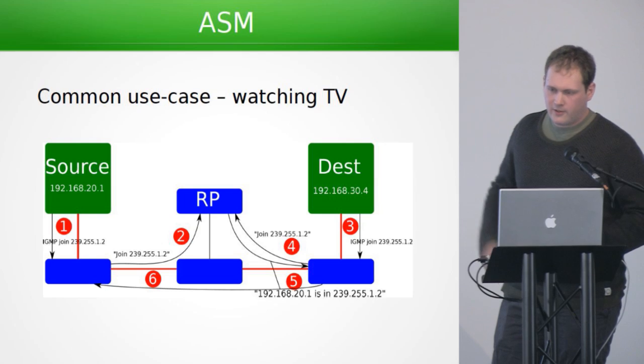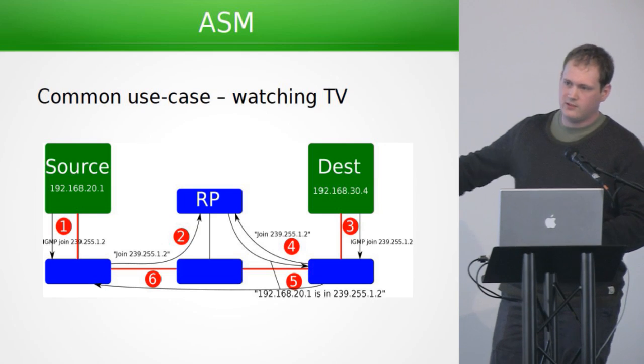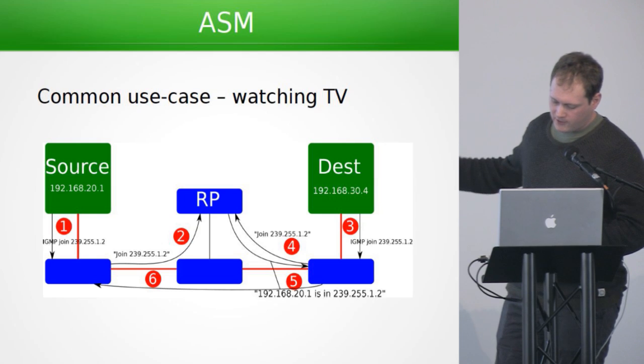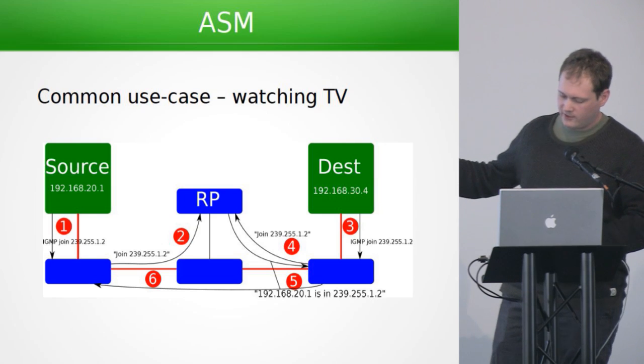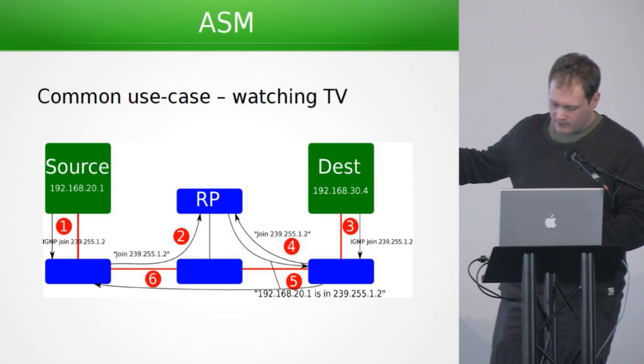So that can sit there quite happily. The data sits there going between the source and the first hop. It doesn't go anywhere else. That's great. The destination decides it wants to watch telly, so it also joins the same group. It's the same process as for the source to join the group. It talks to its router, which talks to the rendezvous point, says I want to join this group.